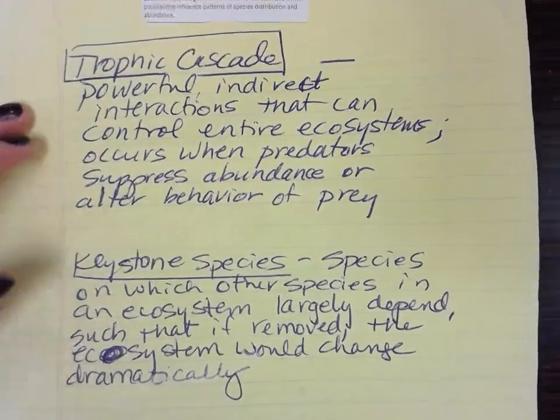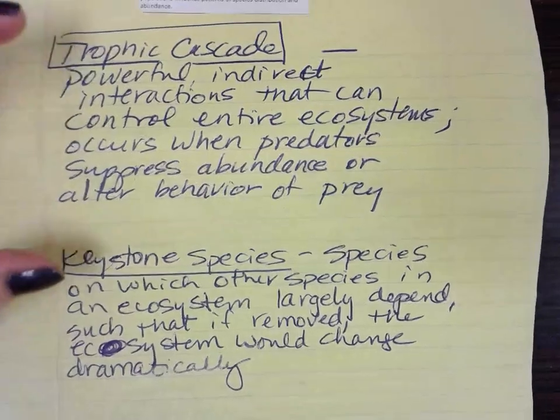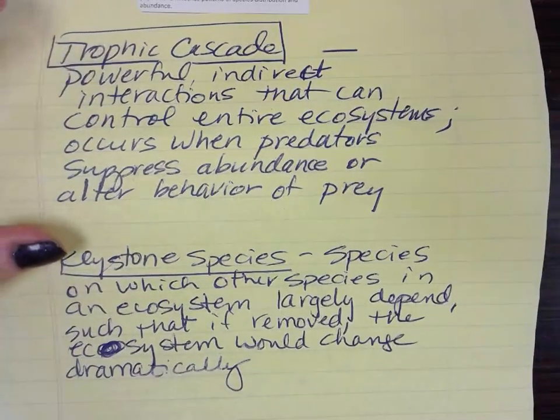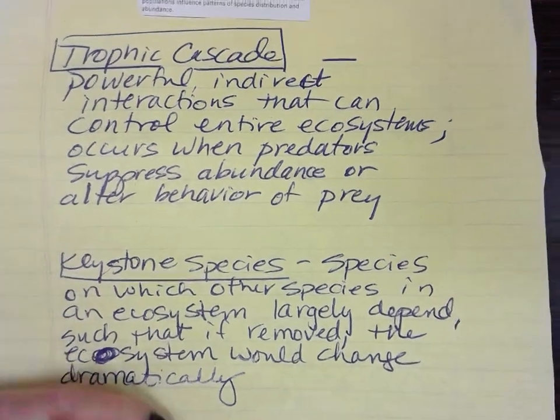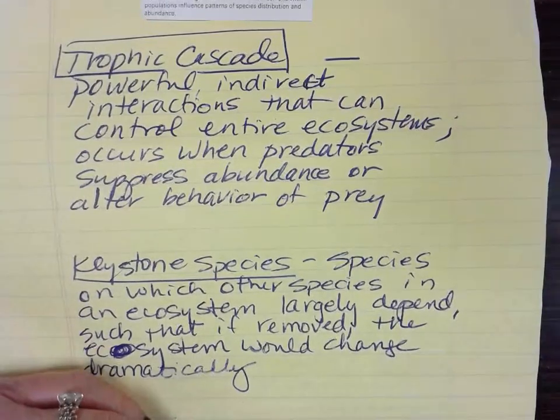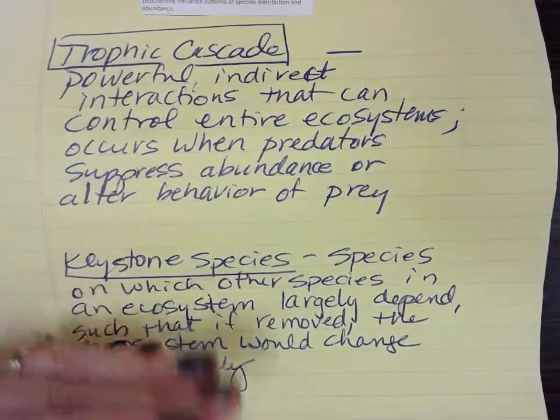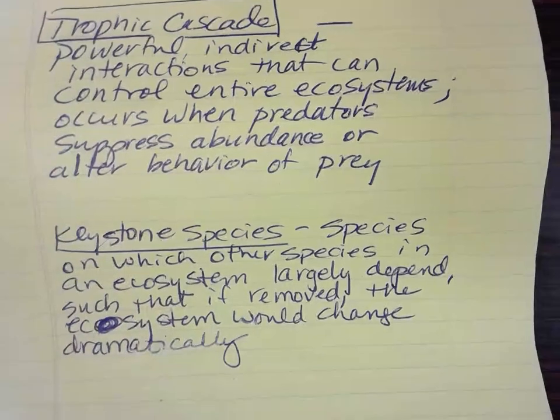So remember, the trophic cascade is a very powerful interaction. It can control an entire ecosystem, and again, when one of these predators, like the starfish or the sea otter, disappears, it can actually alter the ecosystem itself, the behavior of the organisms, their abundance, or whatever it might be.